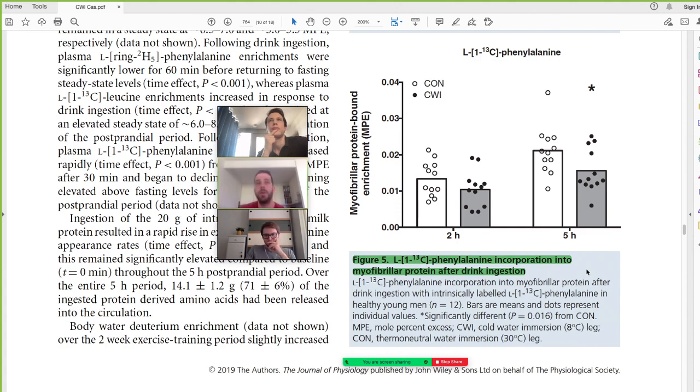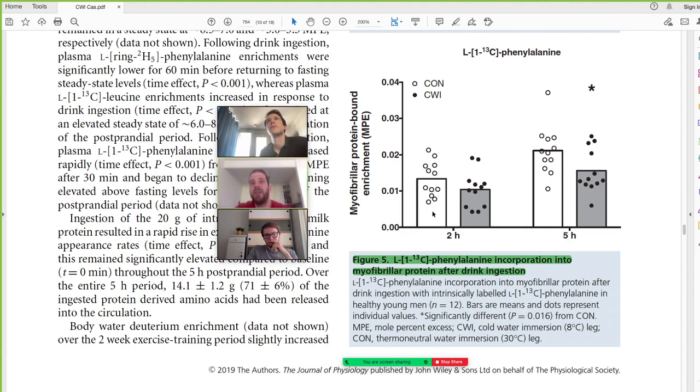Now, if you look at this figure, we measured over 2 hours, and you can see the white and the gray bars. The gray bars are representative of the cooled leg, and the white bars of the control leg, so that 30 degrees Celsius water leg, if I can say it that way. And you can see over 2 hours, there were at least no significant differences between the legs. And by the way, the dots in between are all the individual responses of all the individuals in our study. Maybe that's also good to say here.